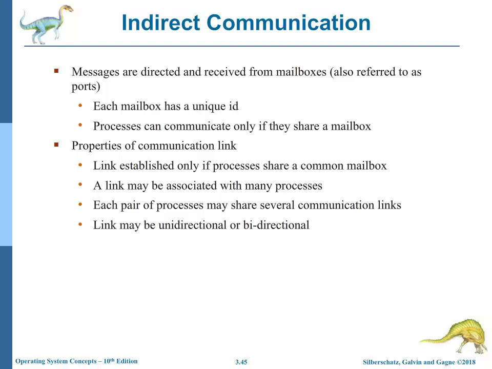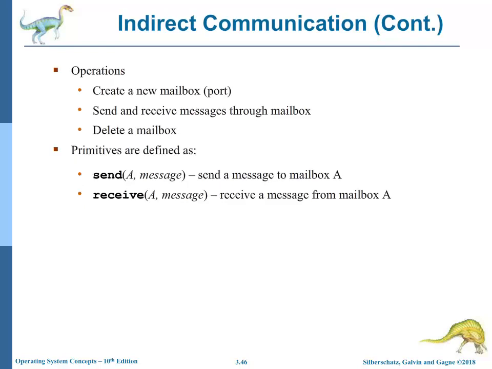In indirect communication, a communication link has the following properties. The link is established only if processes share a common mailbox. A link may be associated with many processes. Each pair of processes may share several communication links, and links may be unidirectional or bidirectional. A new mailbox or port is created. Then the processes send and receive messages through the mailbox. When the communication ends, the mailbox is deleted.